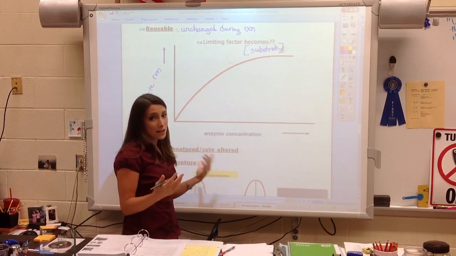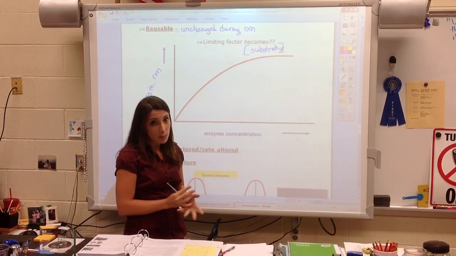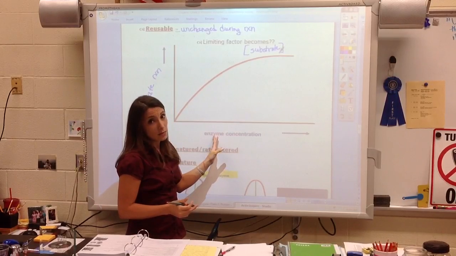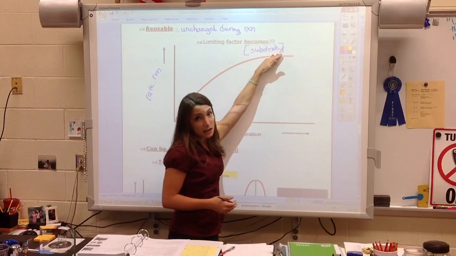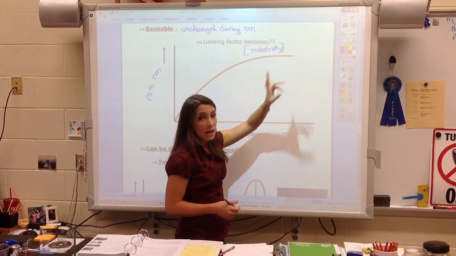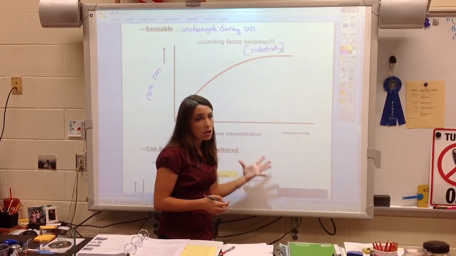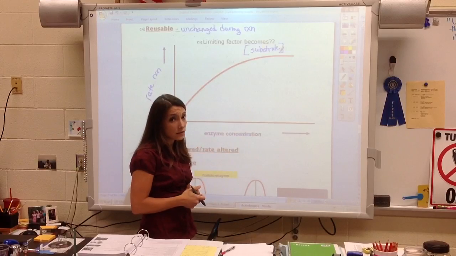So almost imagine being in a grocery store, and how many people are the cashiers checking out? Well, if you have 100 cashiers, lots of enzyme, and only 2 people checking out, then the rate doesn't get any faster. Those people are going to check out just as fast if there were 2 cashiers and 2 people than if there were 100 cashiers and 2 customers. So here, the limiting factor becomes the concentration of the substrate.